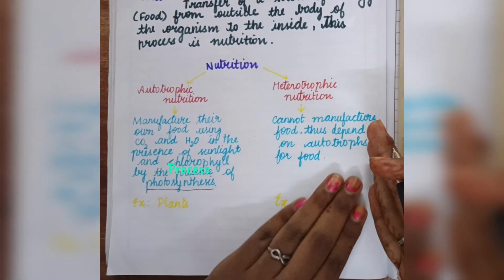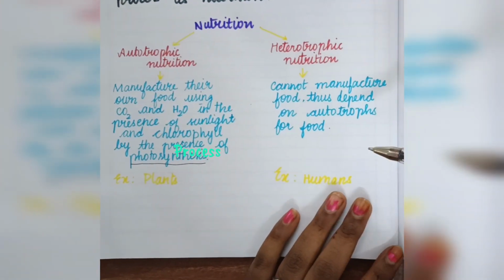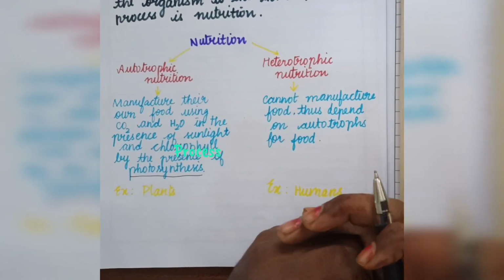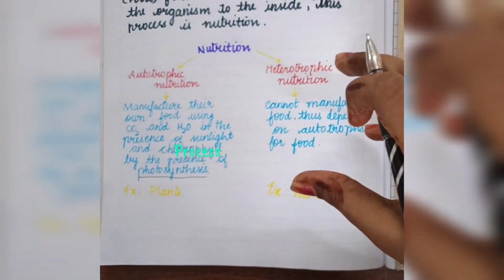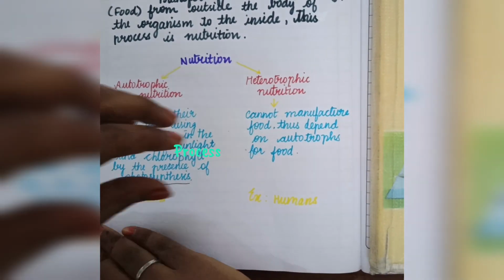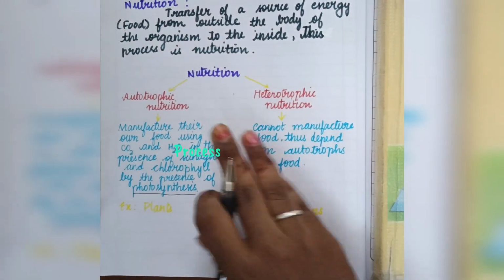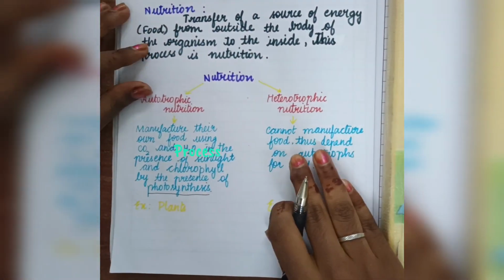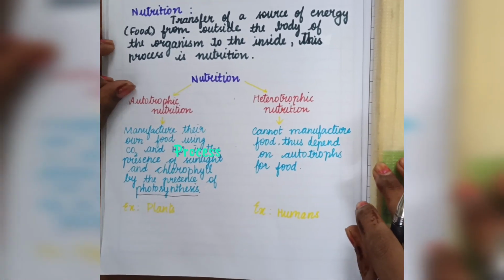Moving on to heterotrophic nutrition. What is heterotrophic nutrition? Organisms that cannot manufacture their own food, thus they depend on autotrophs. Let's take an example. Humans. Do we prepare our own food? Don't say cooking is preparing our own food. All the needed things that we get for cooking are prepared by the plants, right? So we depend on autotrophs, which is nothing but plants, for our food. Autotrophs can prepare their own food. Heterotrophs do not prepare their own food. They depend on autotrophs for the food. I hope you understood this concept. Come, let's move into the next concept.